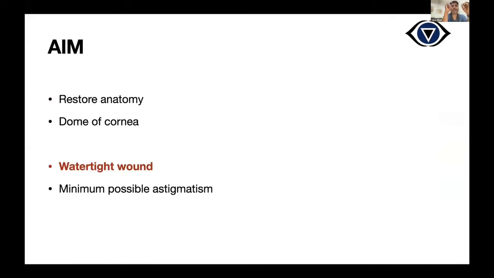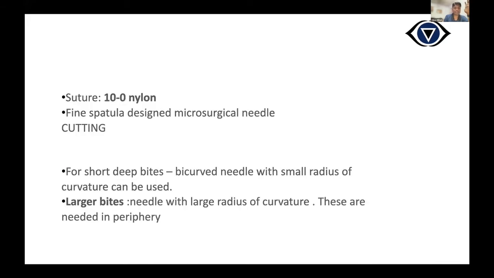While you're doing your needle work or suturing, what is the basic aim? The basic aim is to restore the anatomy, restore the dome of the cornea, restore the kind of cornea it is. The anatomical landmarks should be well opposed. And very important is that the wound needs to be, at the end, a watertight wound with minimum possible astigmatism. I've marked it in red because you cannot leave a wound which is leaky. Even if you need to do some of it the other way, you have to ensure that it is watertight at the end of the surgery.